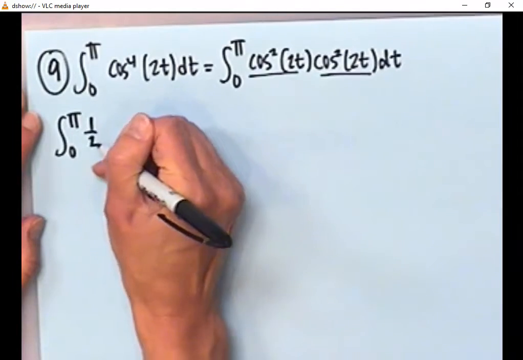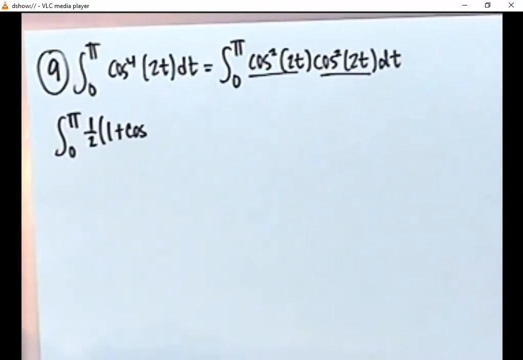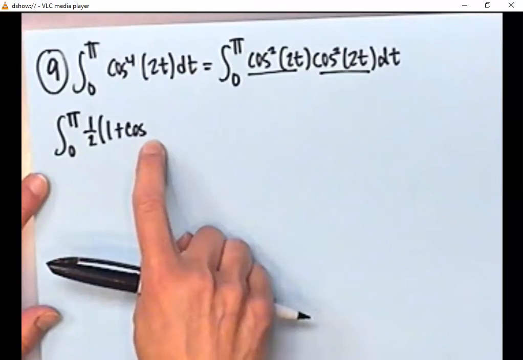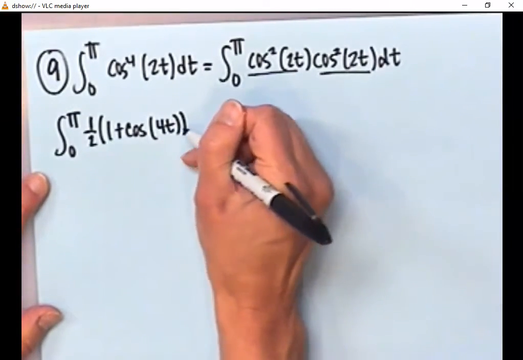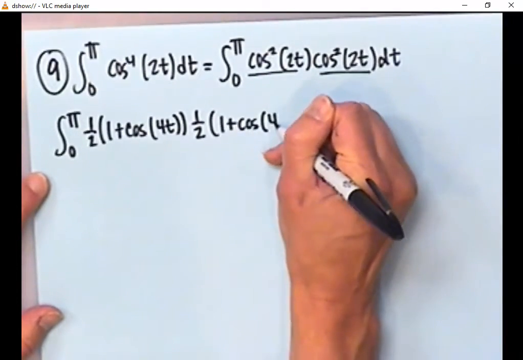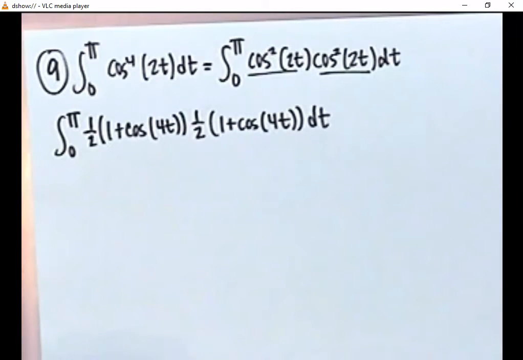So this is 1/2 1 plus cosine of, what's that going to be? 4t, right? It doubles it. So when you do the power reducing, you got to double that to 4t. And same on the other one. Okay, so now do you see what to do?